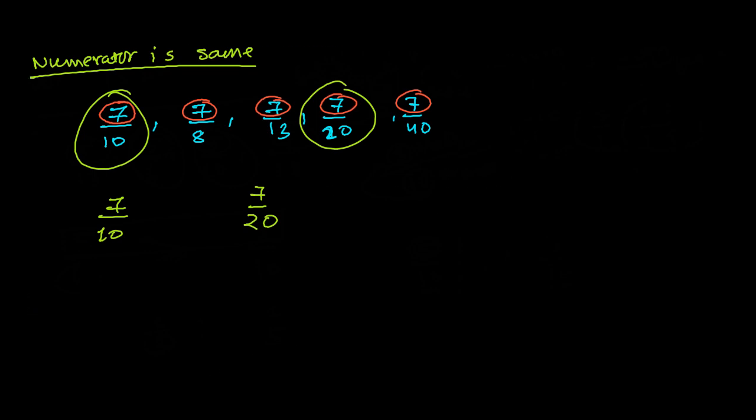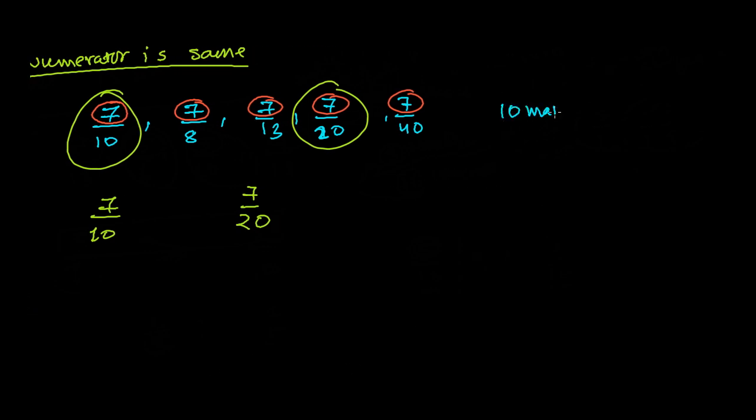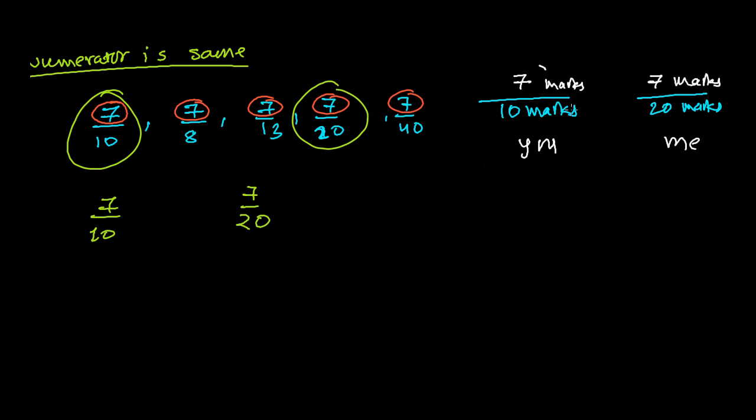There were two tests. One has full marks 10 and the other test has full marks 20. Let's say this is you and this is me. When you took the exam of 10 marks, you got 7 marks. And when I took the exam, I also got 7 marks. You got 7 marks out of 10 and I got 7 marks out of 20. Now tell me simply, which one is better? Definitely getting 7 marks out of 10 is always better than getting 7 marks out of 20.